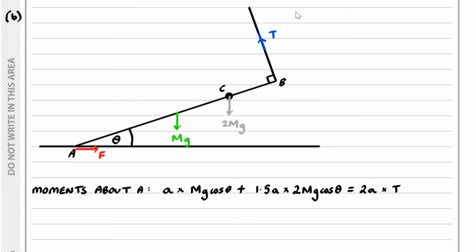Now, recognizing that the A's cancel, we have on the left hand side mg cos theta plus, well, here we've got 1.5 times 2, which is 3, and then if I divide that sum by 2, we can therefore conclude the tension is equal to 2 mg cos theta, and that's exactly what we wanted to show.